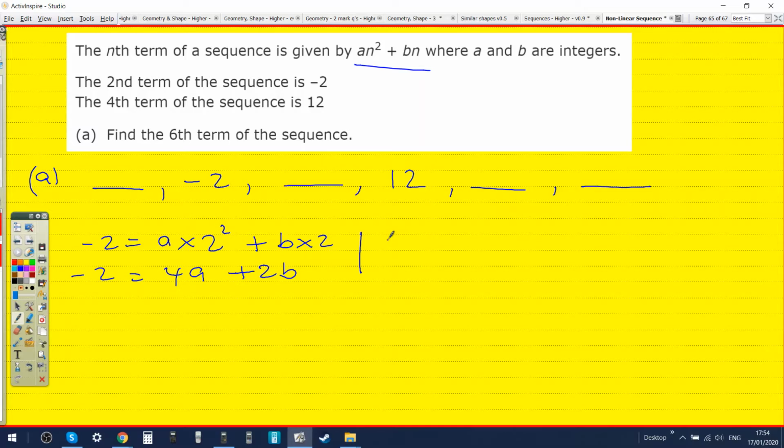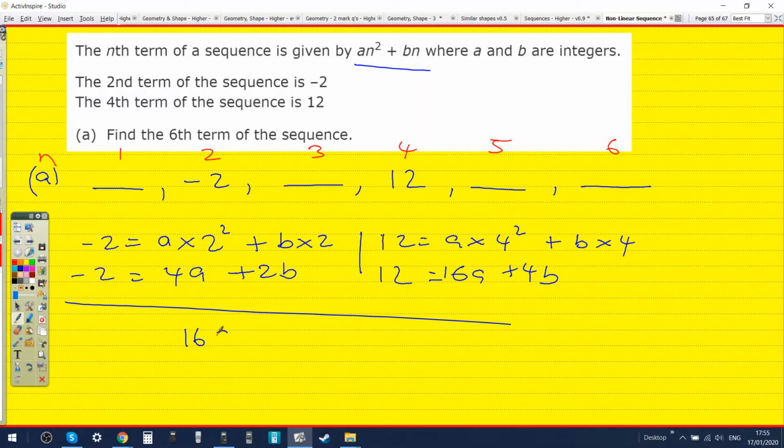So a times 12 squared. What is n for this one? For the first term n is 1. Second term n is 2. It's the same as you did with the 6. 4. Yes. So this is a times 4 squared plus b times 4. So that gives us 16a plus 4b. Yes. So what we see is 16a plus 4b gives us 12, and 4a plus 2b gives us minus 2.